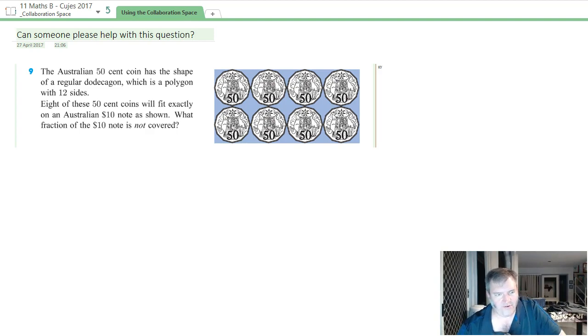All right, this is a pretty interesting question, this one. I quite enjoyed this one. So a regular 50-cent coin has the shape of a regular dodecagon, and if you're not sure what that is, you can count the sides and you'll see there's 12. Oh, it tells you in the next bit anyway, polygon with 12 sides.